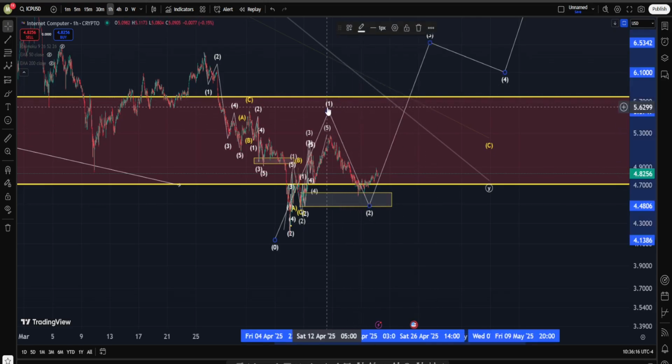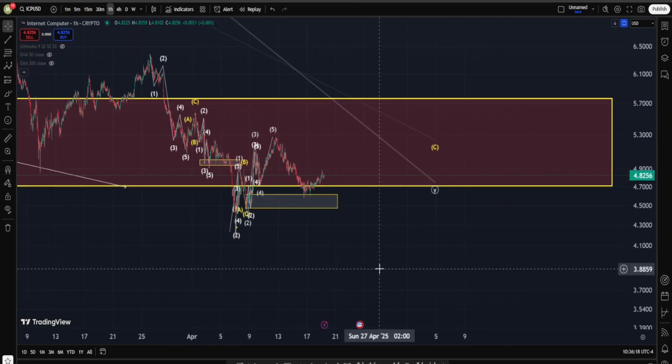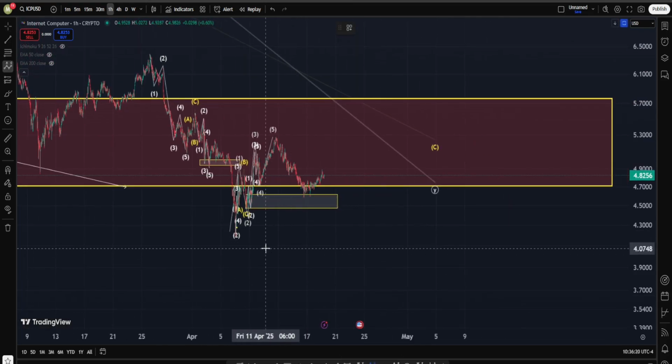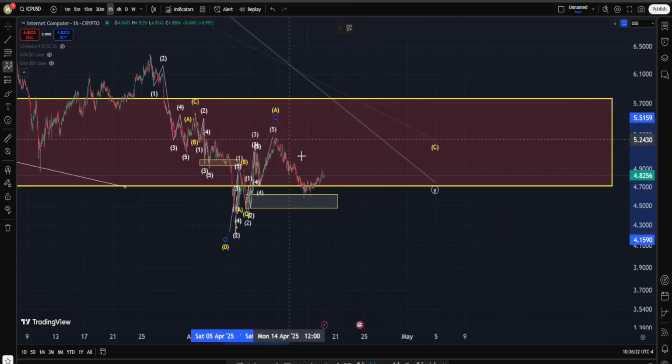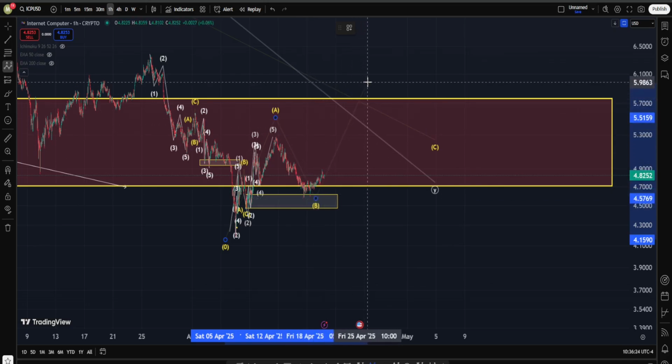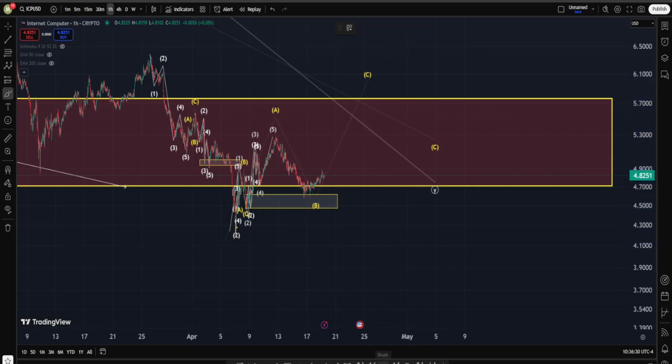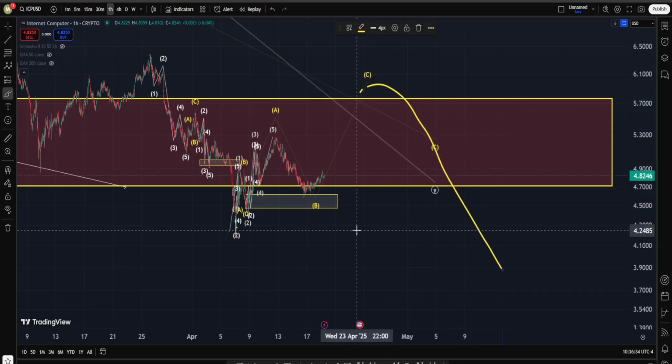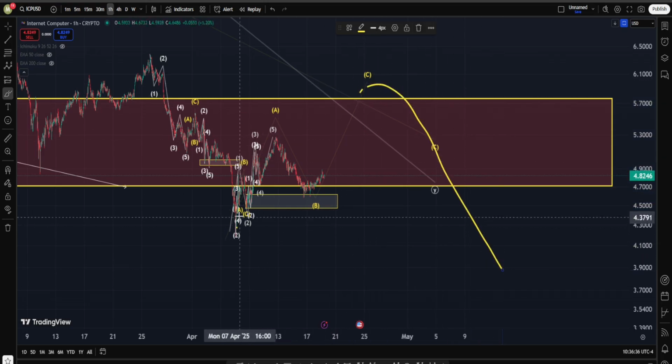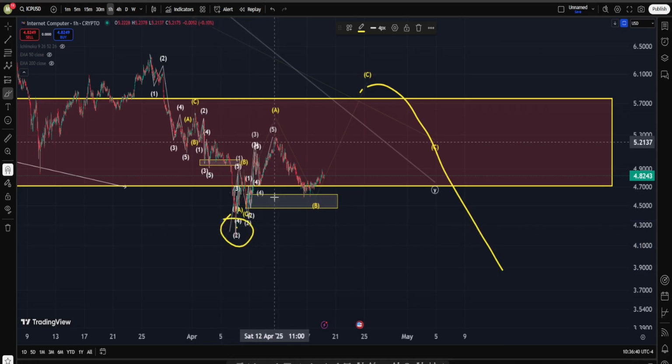Now in another scenario, we can consider the possibility of having, instead of an impulse, just a simple ABC zigzag, suggesting sure we are going to get a move up, but overall we are dealing with a correction structure, and after it's over we can have another move on the downside in Internet Computer in order to take the lowest low down here, about, let's say, $4.2.